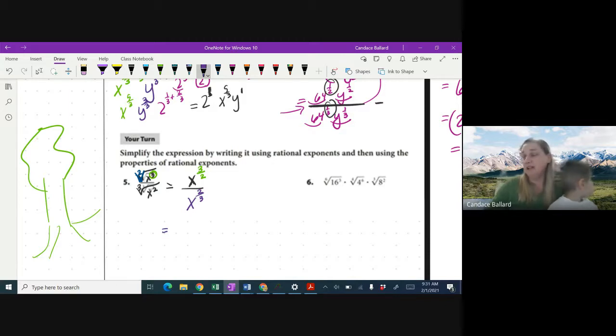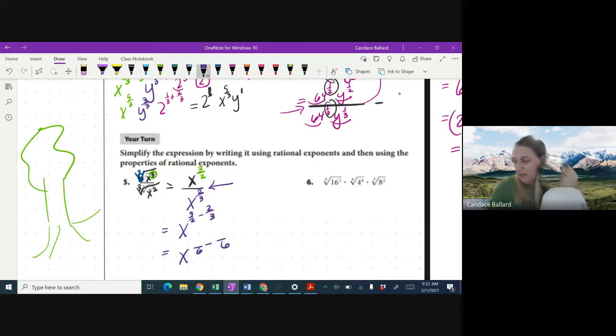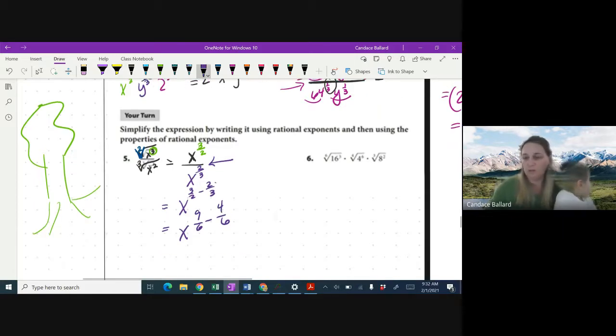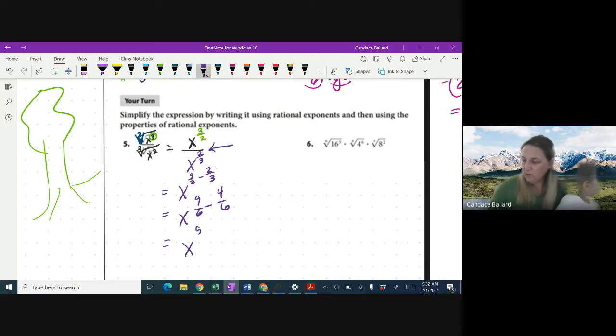All right. Let's see if we can remember what we did an example ago. When I have division, what do I do with my exponents? Add, subtract, multiply, divide? What do you guys think? Tell me in the chat. All right, nice job. We are going to subtract. So we've got x to the 3/2 minus 2/3. I'm going to use 6 as my common denominator again. I have to multiply by 3, so 9/6, minus 4/6. Make sure my arithmetic's right, because sometimes I'm wrong. x to the 5/6.